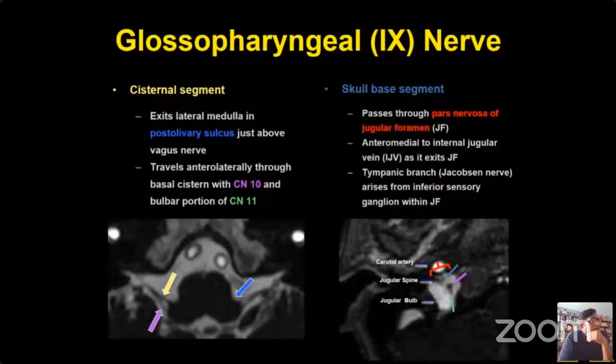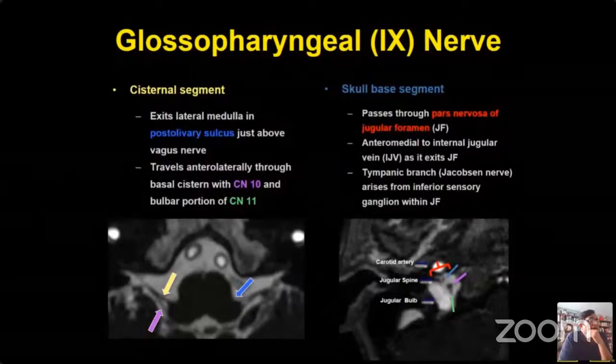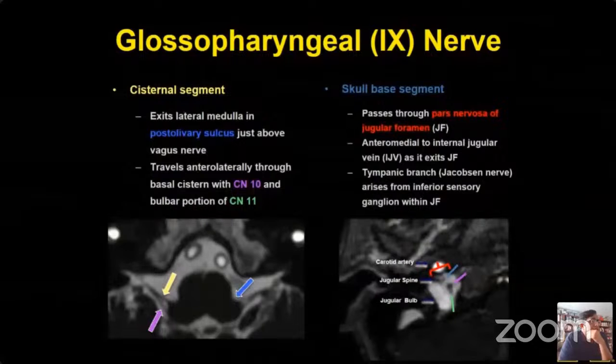But that complex you can see taking off from the lateral surface of the medulla and going towards the jugular foramen. On the right side, I have outlined, this is the jugular bulb, that's the jugular spine here, that is the carotid artery, and then you can see that is the 9th cranial nerve passing through the jugular foramen.